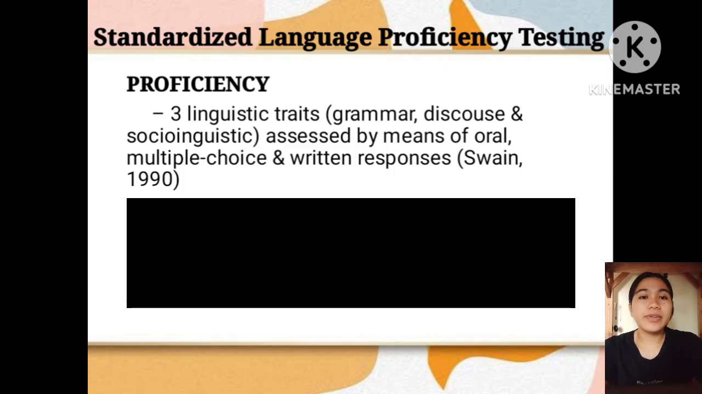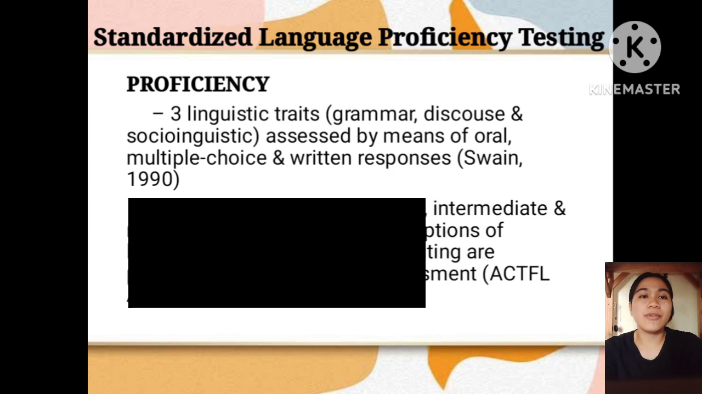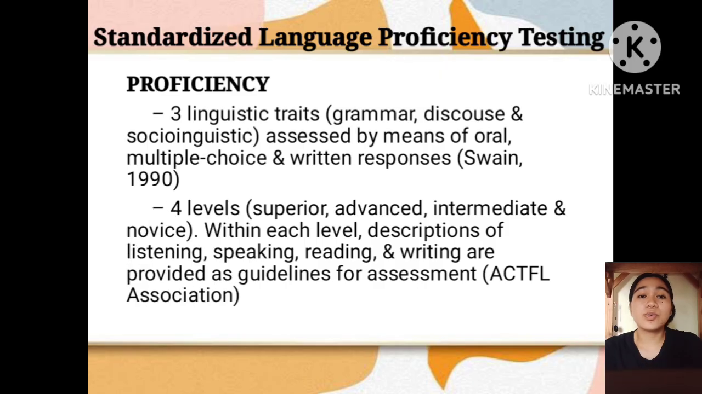Then, another definition and conceptualization of proficiency is suggested by the ACTFL Association, which was mentioned earlier. According to them, it takes a holistic and more unitary view of proficiency in describing four levels, that is, superior, advanced, intermediate, and novice. Within each level, descriptions of listening, speaking, reading, and writing are provided as guidelines for assessment.